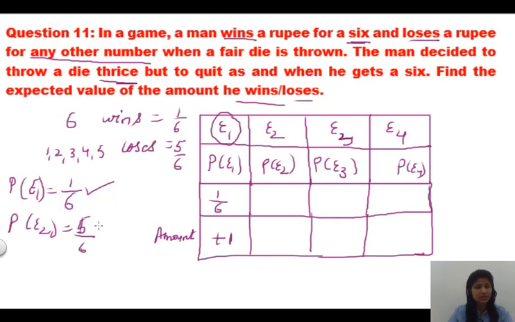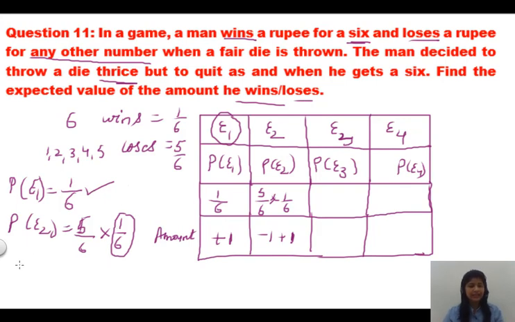Then if he lost, he will go for the second time. So it will be 5 by 6 into 1 by 6. Right, and the money that he will get is minus 1 for losing, plus 1 for winning. And he quits as and when he gets 6. So if he got 6 in the first row, he'll stop there. So I've taken that case.